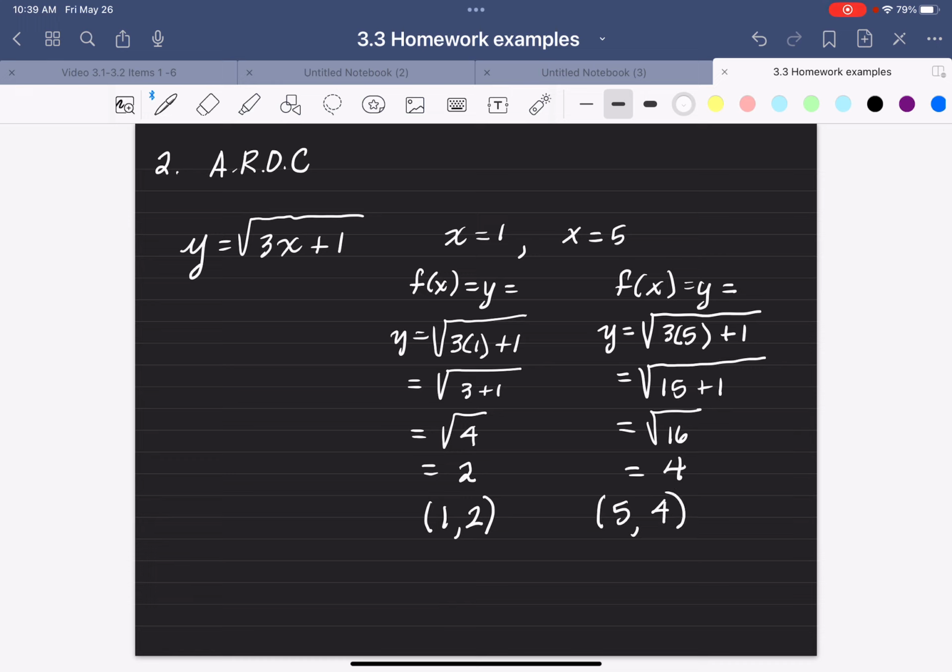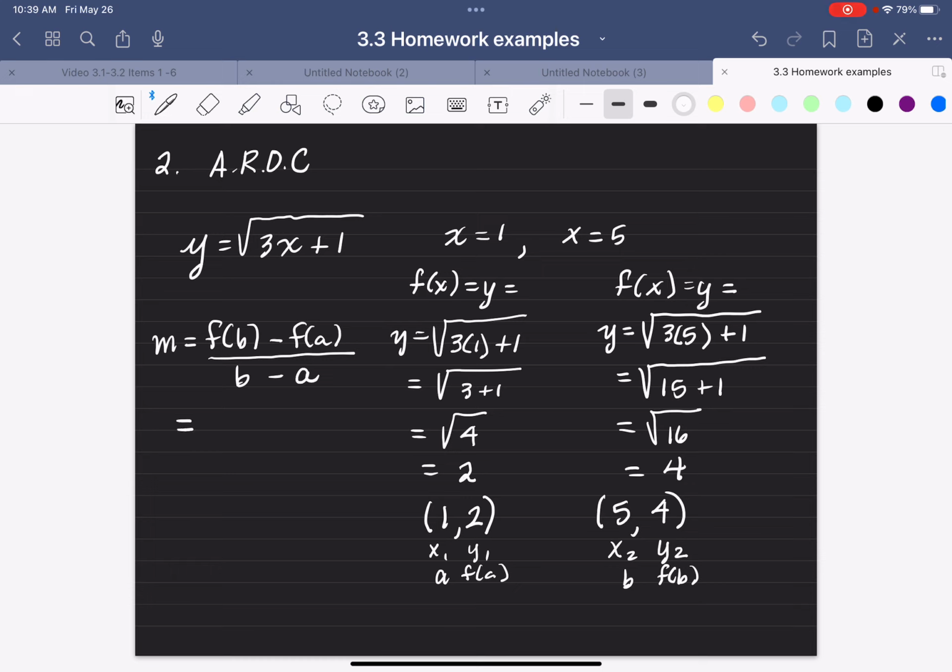So this is x1, y1, or a and f of a. This one is x2, y2, or b and f of b. So our slope formula, f of b, which is the second y, minus f of a, the first y, divided by the second x, b, minus the first x, a.